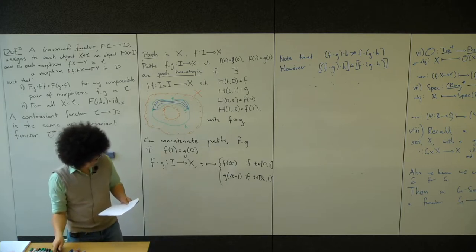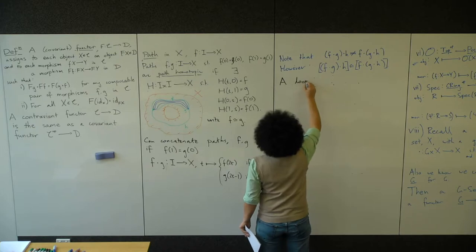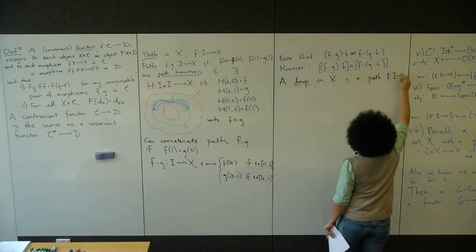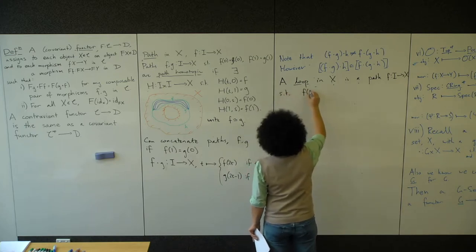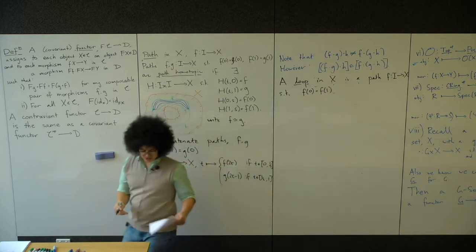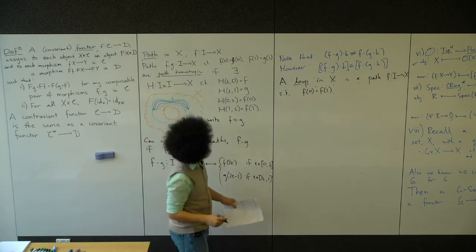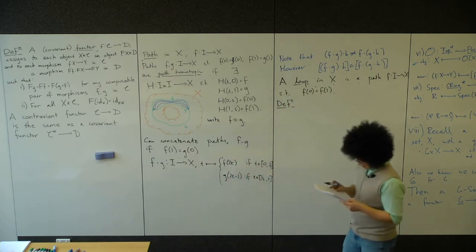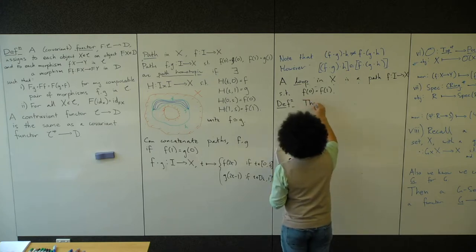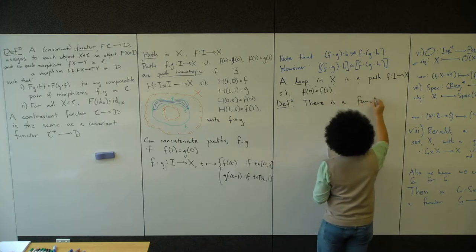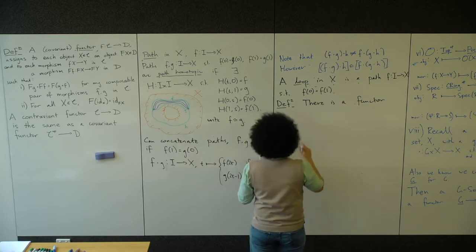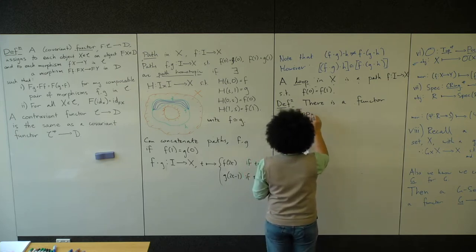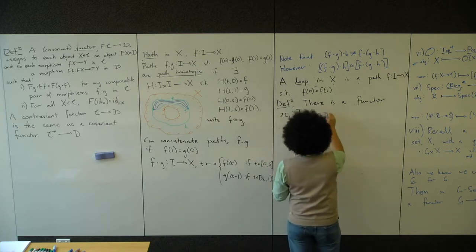Okay. So a loop in X is a path in X such that f of 0 equals f of 1. So it's a path that starts and finishes in the same spot. All right. And now I'm going to define a functor, which we'll call pi 1, from the category of pointed topological spaces to groups.